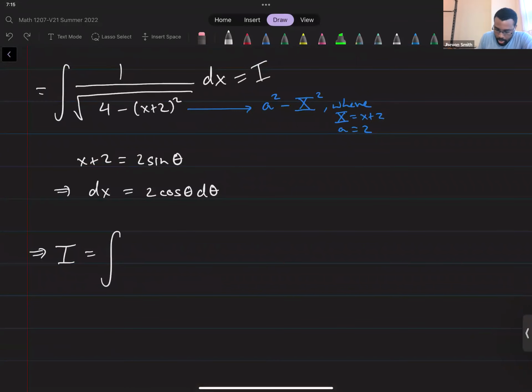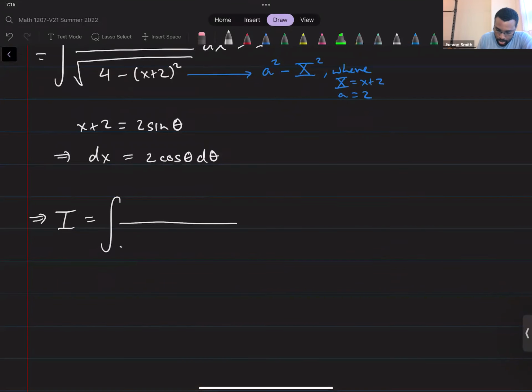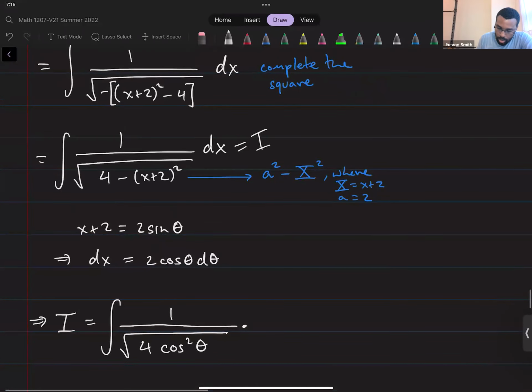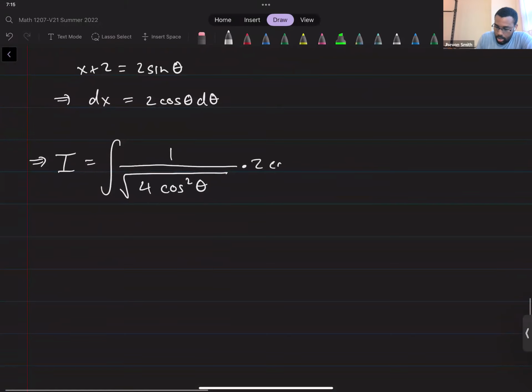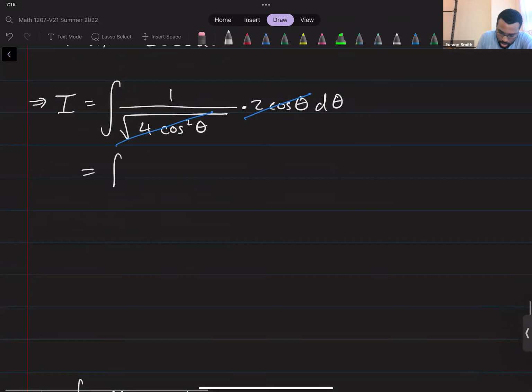So now the denominator is going to become 2 a squared cosine squared. So it's under the radical, so it's 4 cosine squared. The dx is going to be 2 cosine theta d theta. Well, this actually cancels that whole thing. So it's just the integral of 1 d theta. And so that's actually theta plus c.